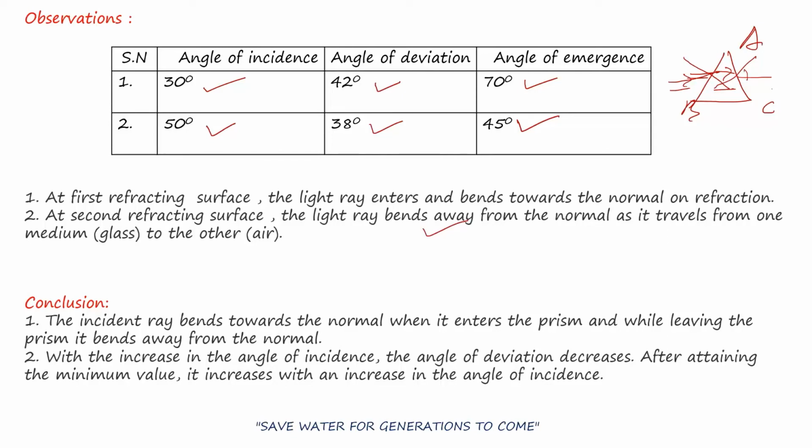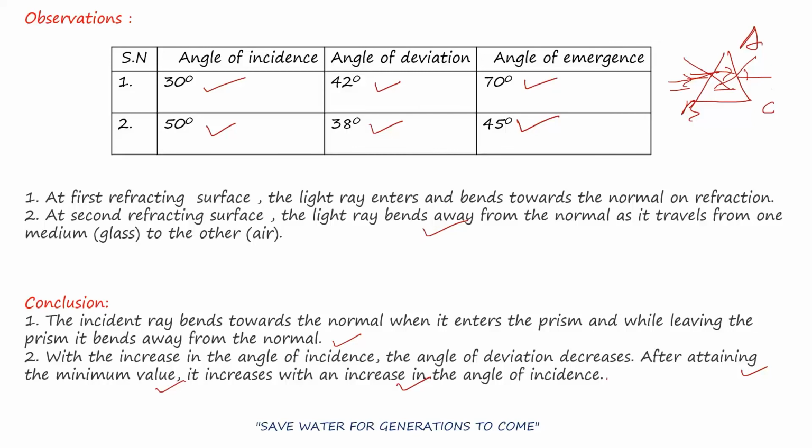So conclusion, what conclusion do we get? This is next point. The incident ray bends towards the normal when it enters the prism, and while leaving the prism it bends away from the normal. With the increase in the angle of incidence, the angle of deviation decreases, and after attaining the minimum value it increases with an increase in angle of incidence. So the second point is important when we shall be doing the same experiment in class 12th. Here only the first point is considered.